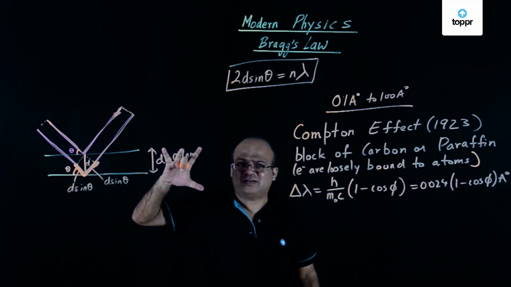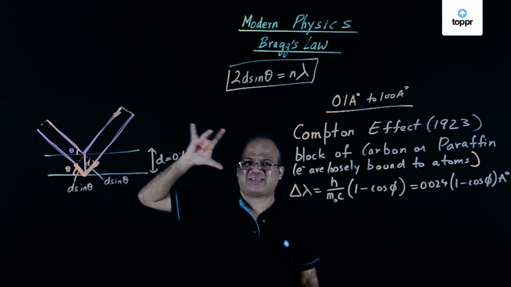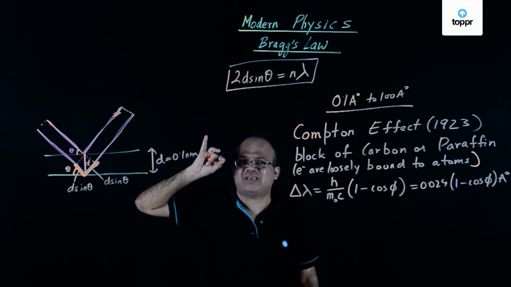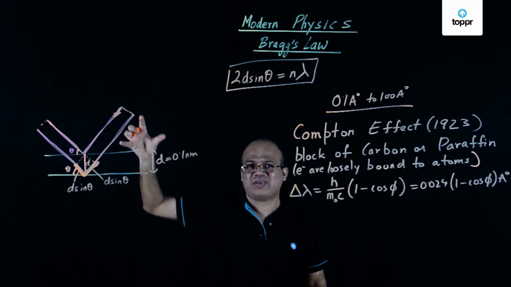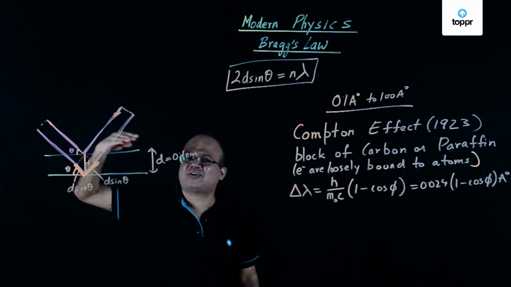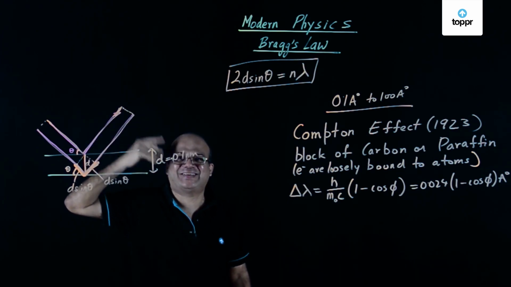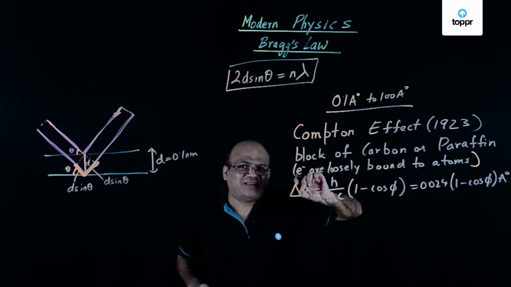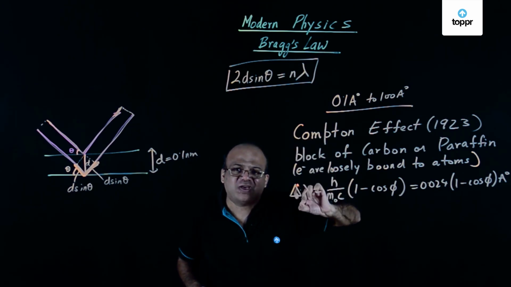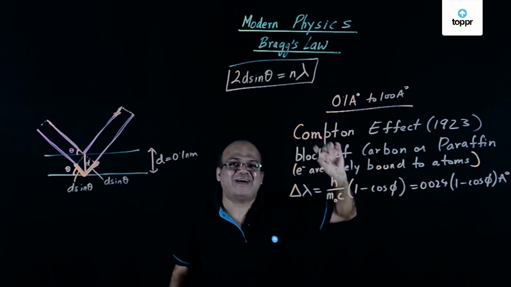So, in this lesson, we have learnt about Bragg's law, properties of X-rays and Compton effect. Compton effect establishes the particle nature of light. Bragg's law is used to find out the interatomic spacing in solid crystals like common salt or metals. And X-rays, remember, are electromagnetic waves having wavelength from 0.1 angstrom to 100 angstrom.